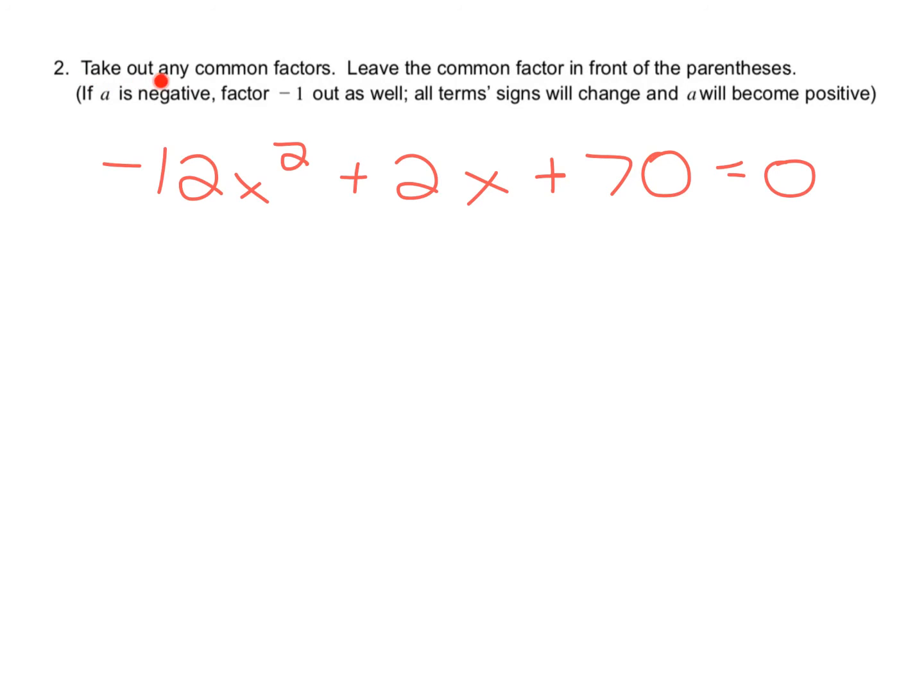Step 2 says take out any common factors. The common factor here is we can see that these are all even. We can divide them all by 2. Also, and we will keep track of that too. We'll leave it out front.